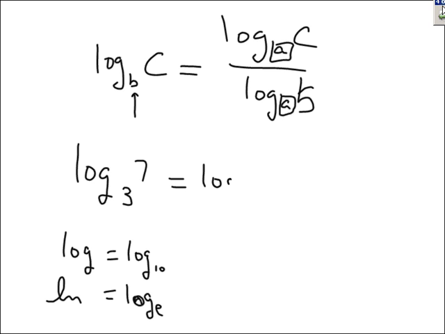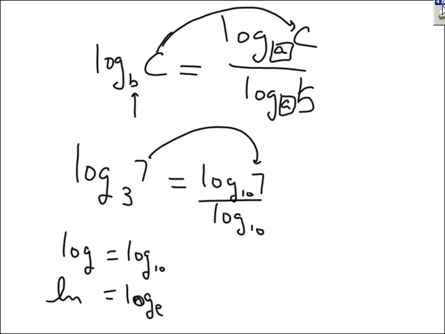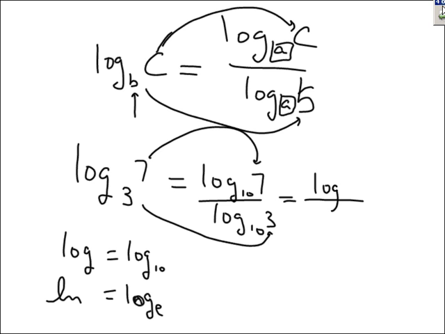Well, how about we choose base 10? The c stays on the top. That is, the 7 goes on the top, and the b goes in the bottom. This 3, the bottom. And there it is. On your calculator, though, it will be log 7 divided by log 3. You don't have to say the base. If the base is 10, it's okay to not write it.